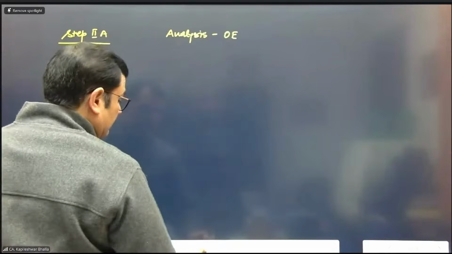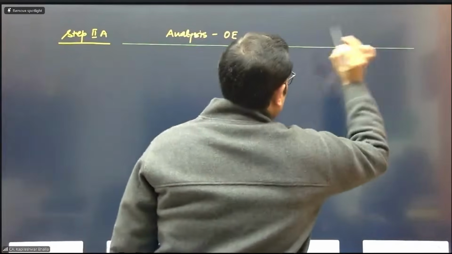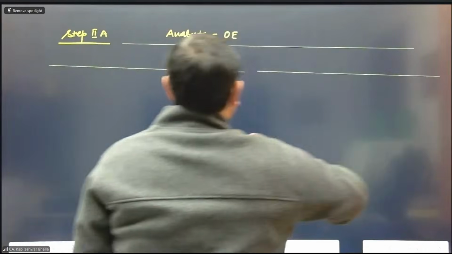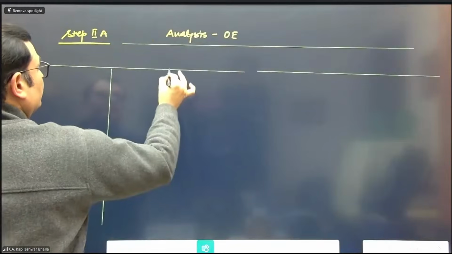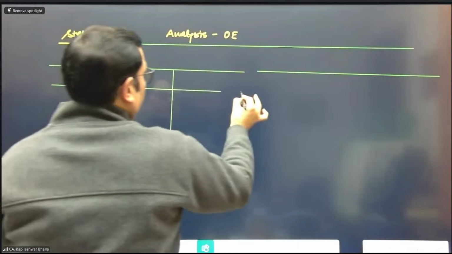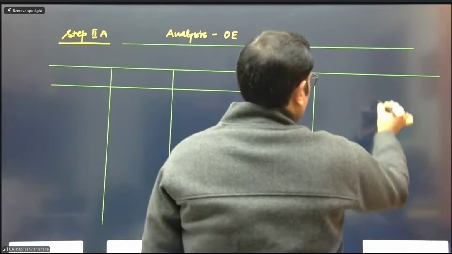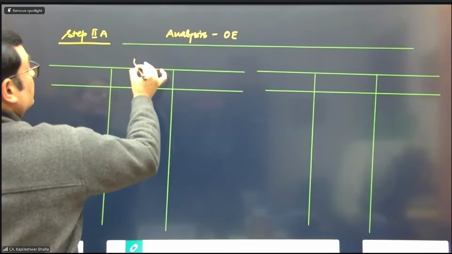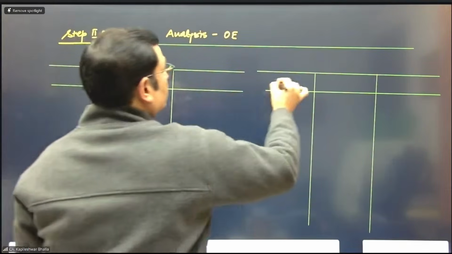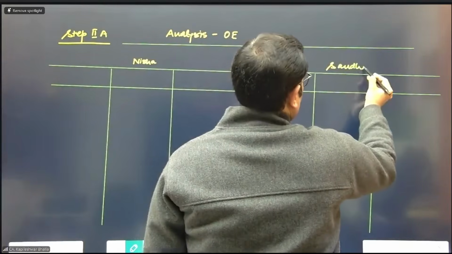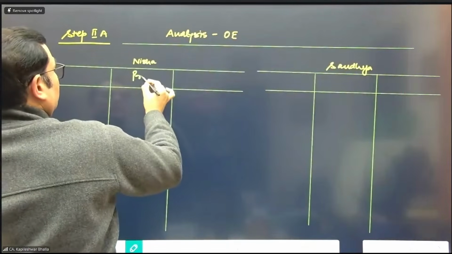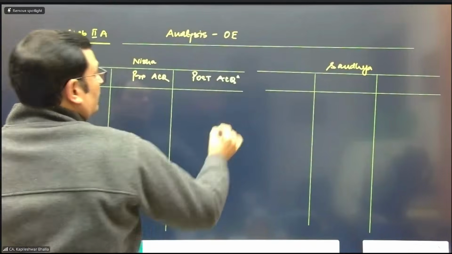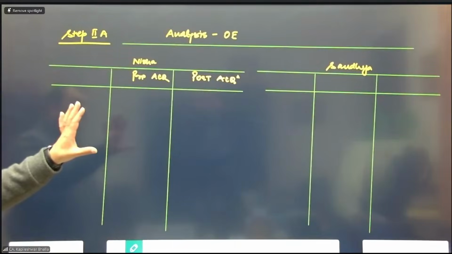So I think I'll first organize the formatting. When we look at the analysis of other equity, let's do two analyses. So we'll look at the analysis of both the subsidiaries. Let's take pre and post acquisition columns. So we'll define this also in terms of date. This is as far as Nisha is concerned, and this is as far as Sandhya is concerned. So this is pre-acquisition and this is post-acquisition.